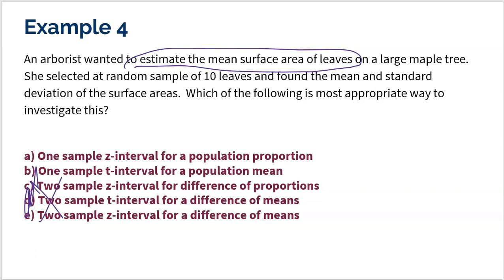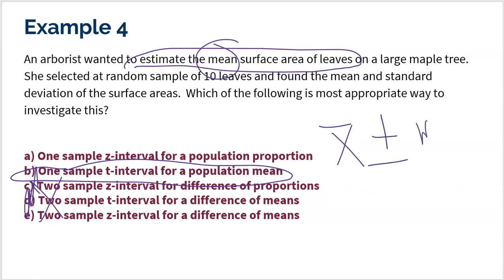Now, is this means or proportions? Well, I've used the word mean several times now. In fact, we see the word mean. So this is clearly a 1 sample t interval for a population mean. She's going to take her 1 sample, she's going to add, she's going to subtract a margin of error.